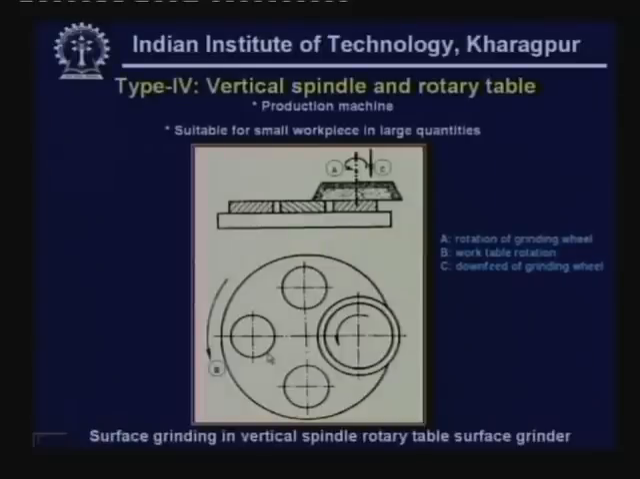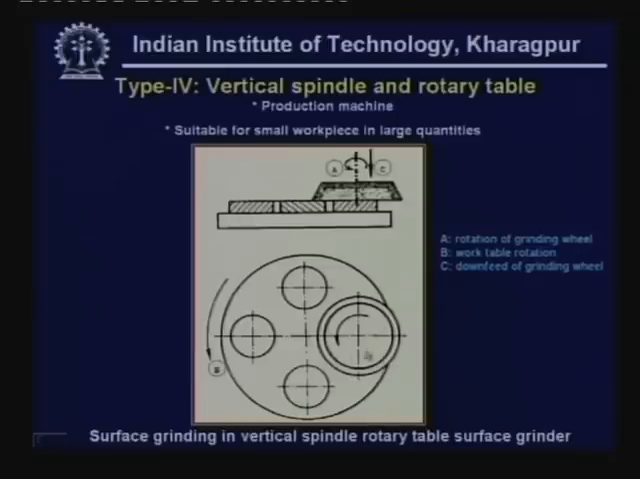Now, we go to the fourth one of its class, that is the vertical spindle and rotary table grinding machine. This is a surface grinder and this is a production type machine. What is the advantage? The basic advantage is that small size workpieces in large quantities can be accommodated in a circular form on this work table. And this work table just rotates continuously along with the rotation of the grinding wheel.